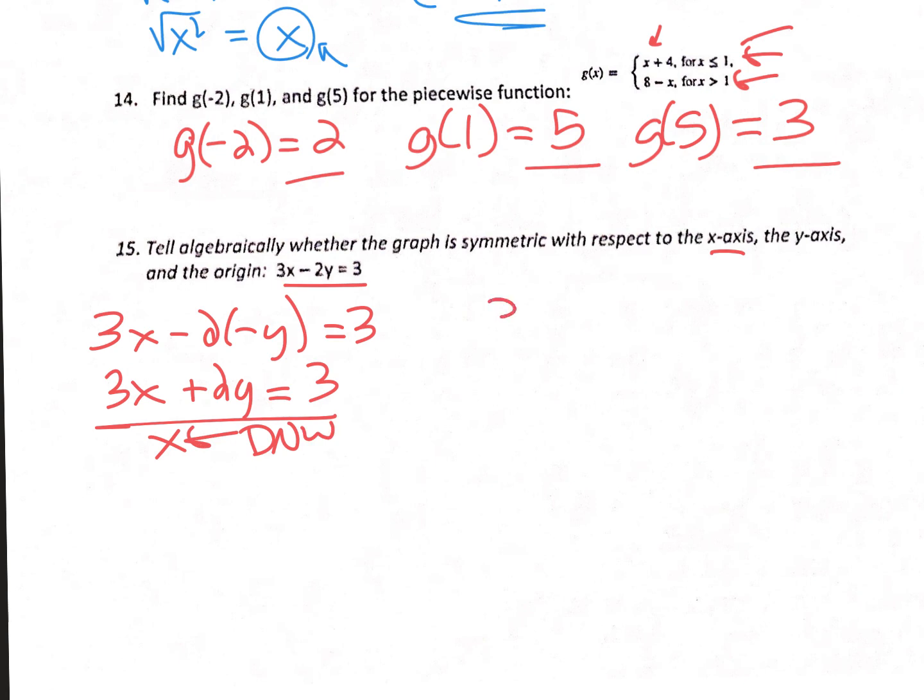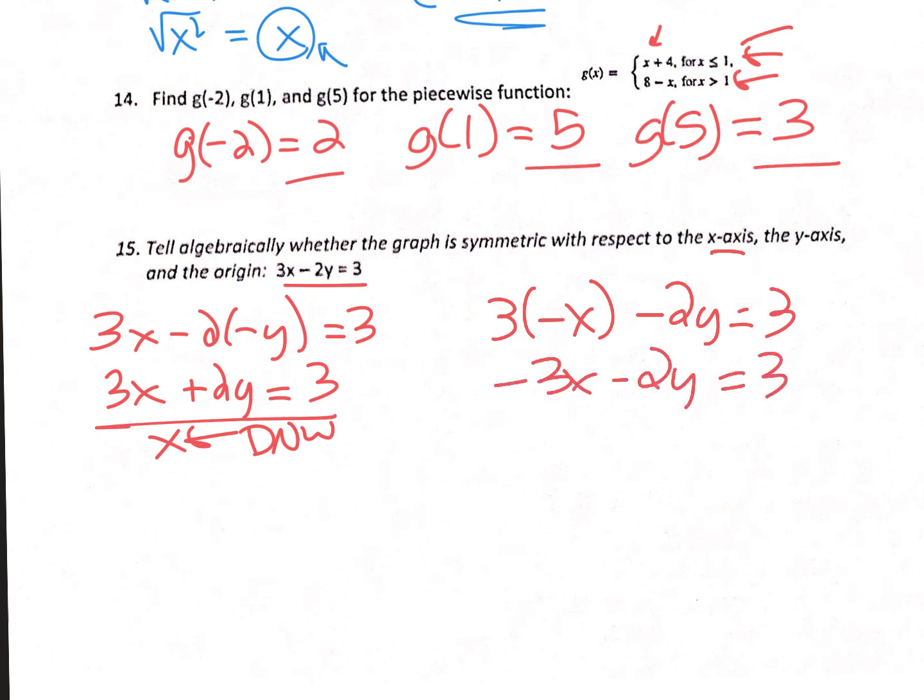To try the y, I'm going to plug in a negative x. If I do that, I get this. Gives me a negative 3x minus 2y equals 3. So I look back up here. Is that the exact same thing or the exact opposite? Nope, it's neither. So y did not work.